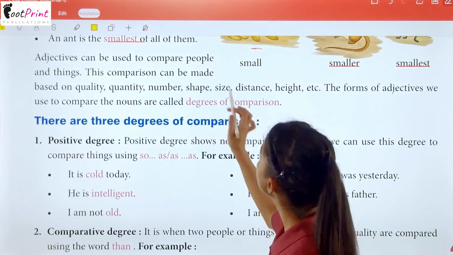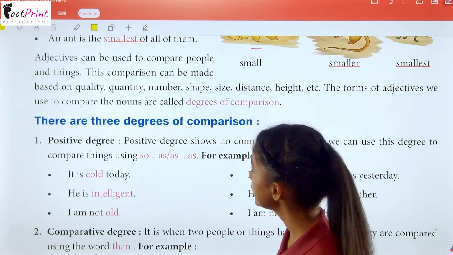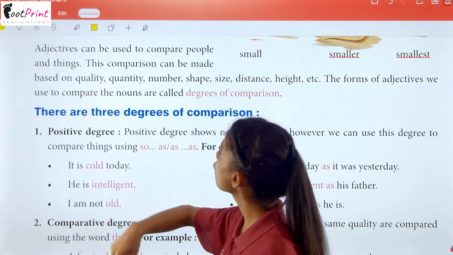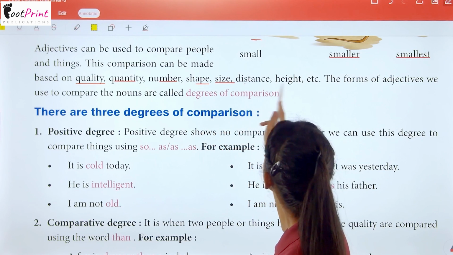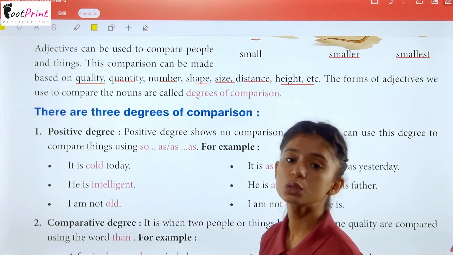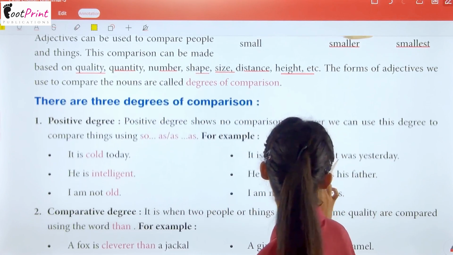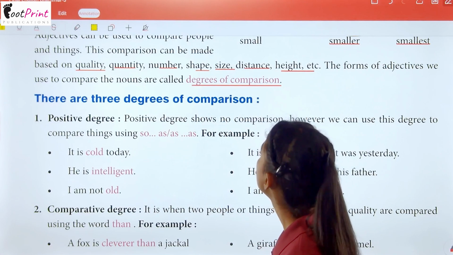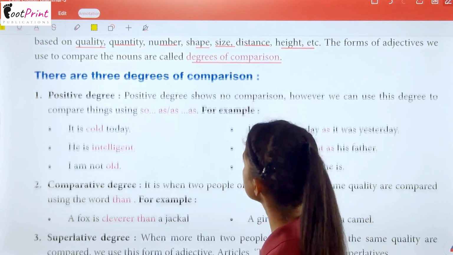Adjectives can be used to compare people and things. So, we are using adjectives to compare people and things. This comparison can be made on the basis of quality, quantity, number, shape, size, distance, height, etc. The forms of adjectives we use to compare nouns are called degrees of comparison.